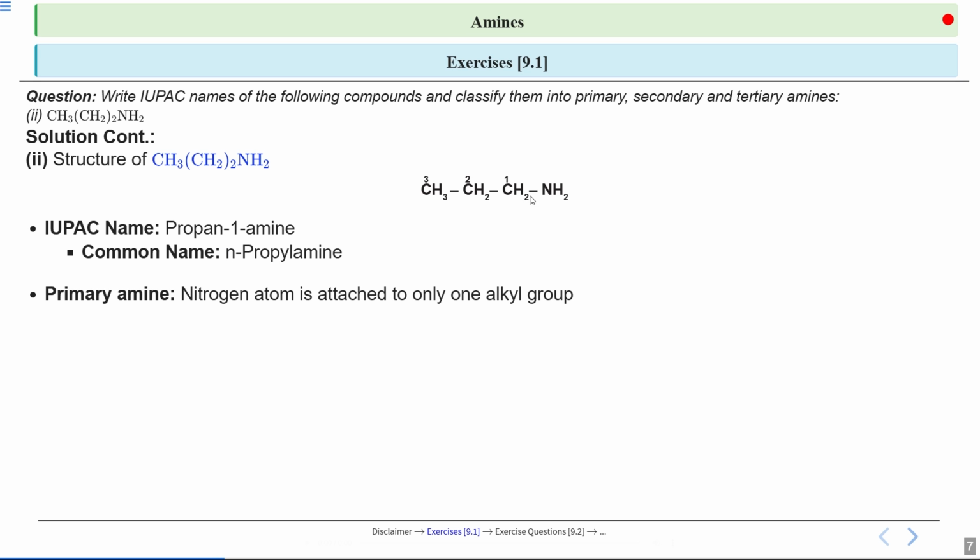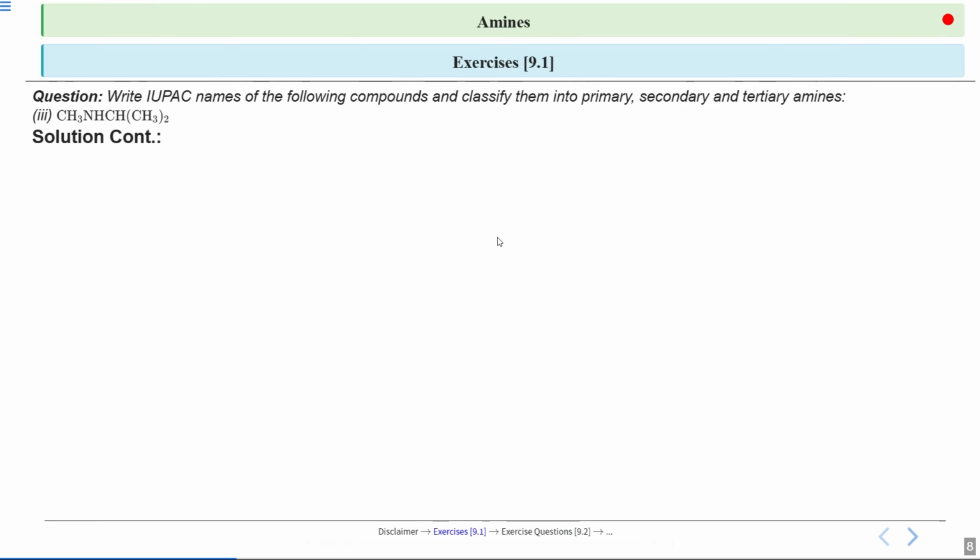And if you see, this nitrogen is also connected to 2 hydrogens and this alkyl group. So this will also be a primary amine. Now let's see the third part of this question.